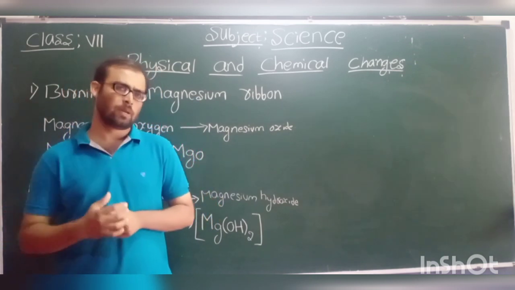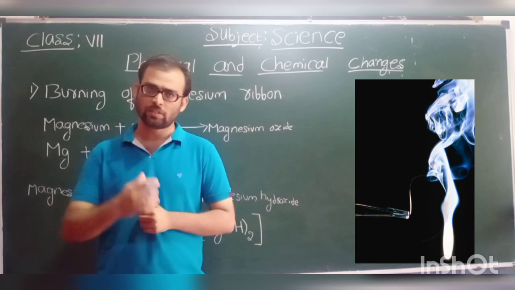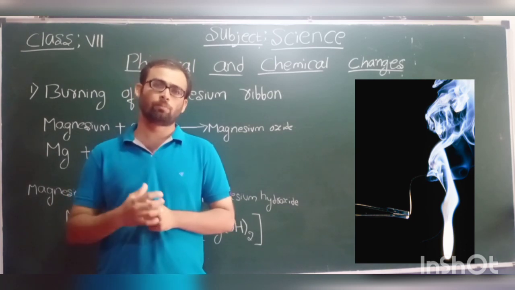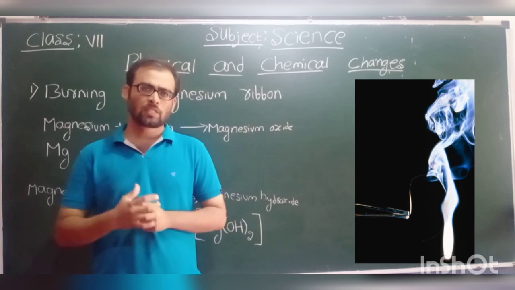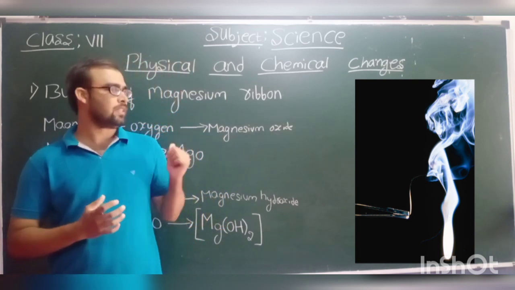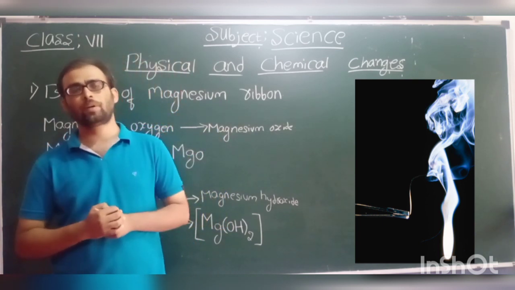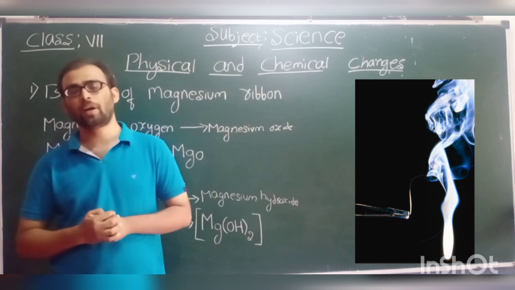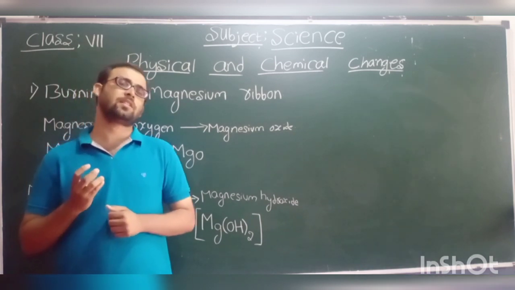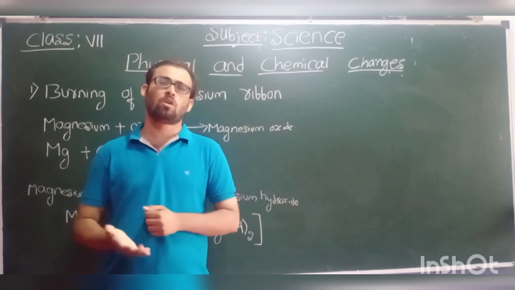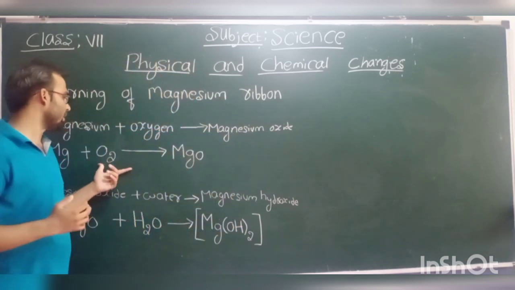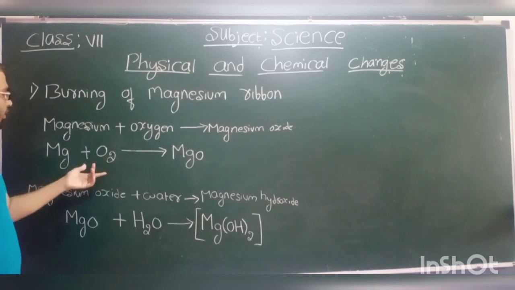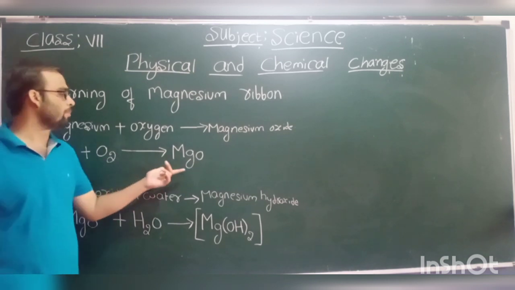So when you burn the magnesium ribbon, you will notice that it burns brilliantly with a white light. Okay, and when the magnesium ribbon is completely burnt, it will leave a powdery ash behind. That powdery ash is nothing but what? Magnesium oxide. Okay, so now we'll see what the equation is. Now understand the equation. Magnesium reacts with oxygen to form magnesium oxide.